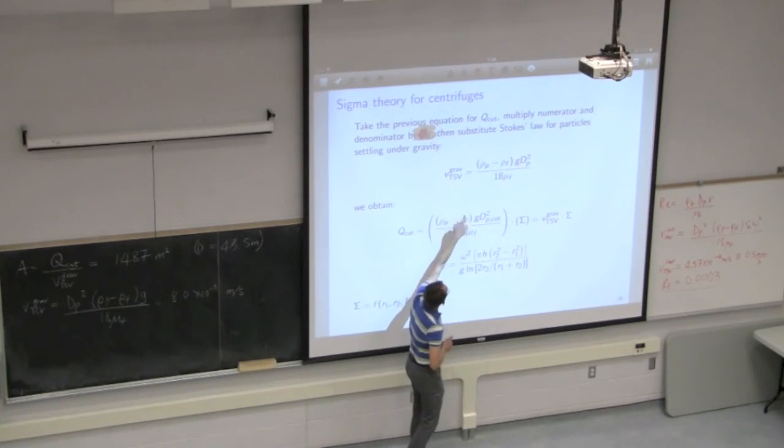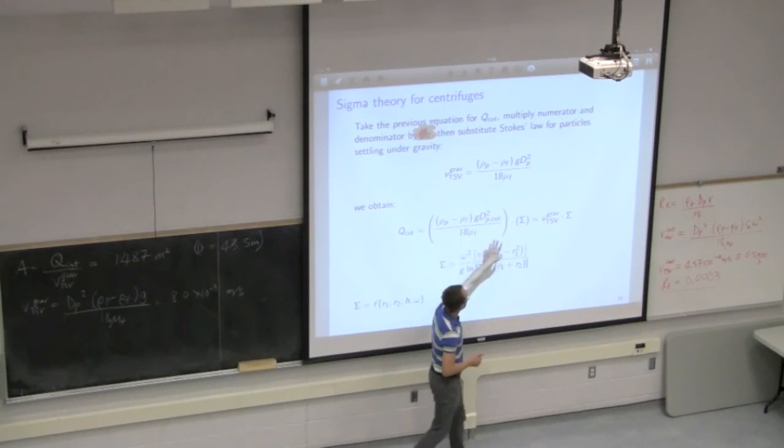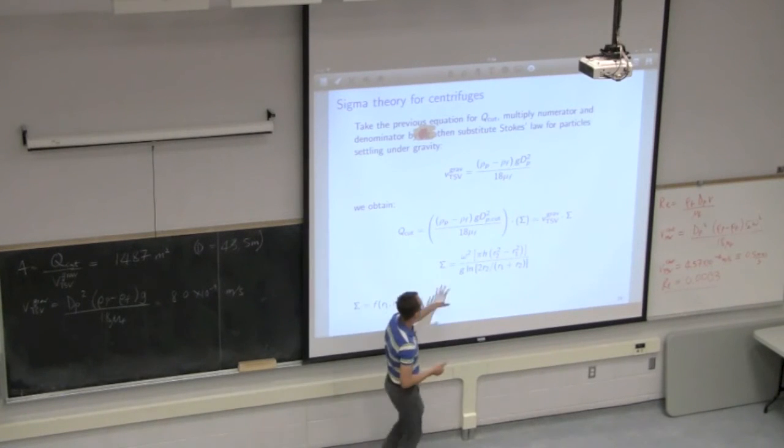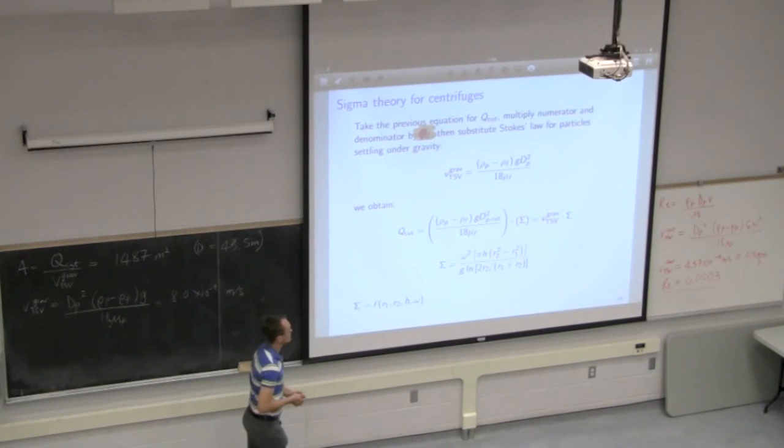Using Stokes' law for gravitational settling, that term matches exactly. The remainder of the formula is a big mess of numbers, and we just call that sigma, and sigma comes out to be, for this case, that equation over there. So it's an interesting equation. It has units of meters squared.